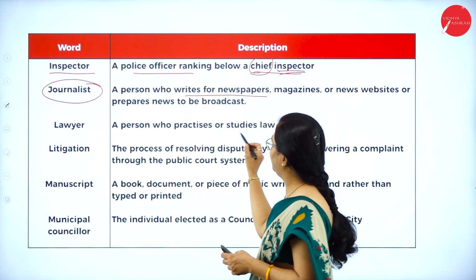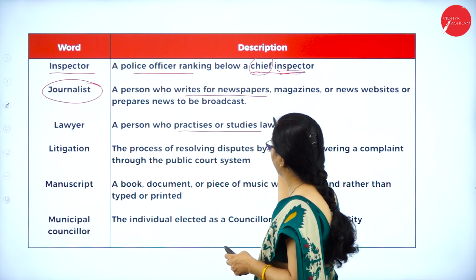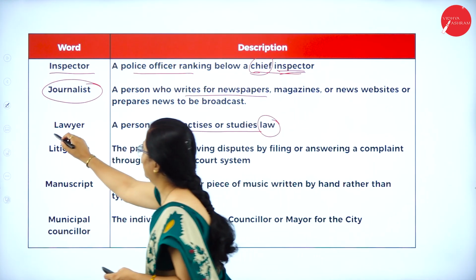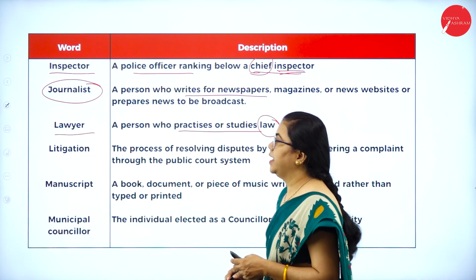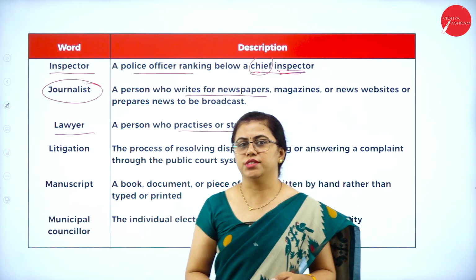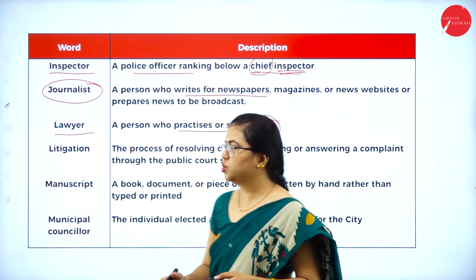Then a person who practices or studies law, practicing or anything related to law, is a lawyer here. Okay, so this way you can guess and write. Then you can say Mahatma Gandhiji was a lawyer. Okay, so that you can write.